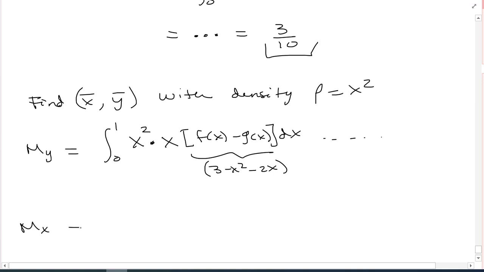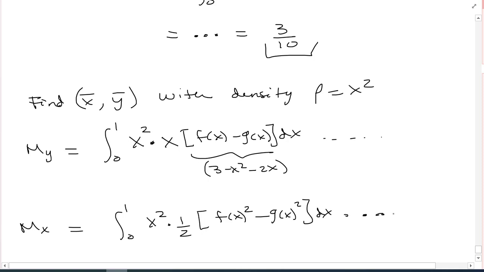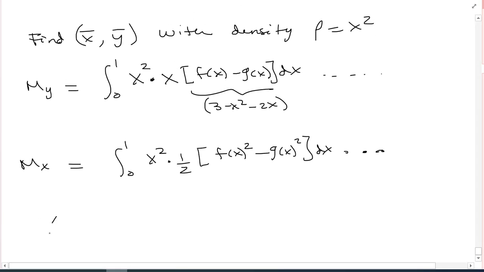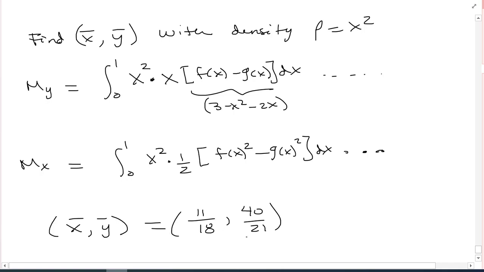Your moment about the x-axis is the same thing: the integral from 0 to 1 of the density times 1/2 times f of x squared minus g of x squared dx. Do that integral, and what do you end up with? What you should get in the end is that our centroid for density x squared is going to be 11/18, 40/21. Notice how the centroid changed from constant density to variable density. I encourage you to do these integrals and make sure that you get this as the proper answer. All right, email me if you have any questions.